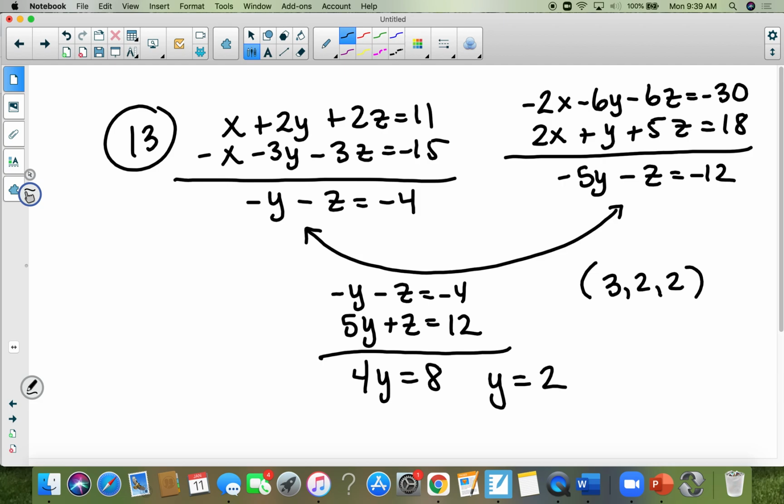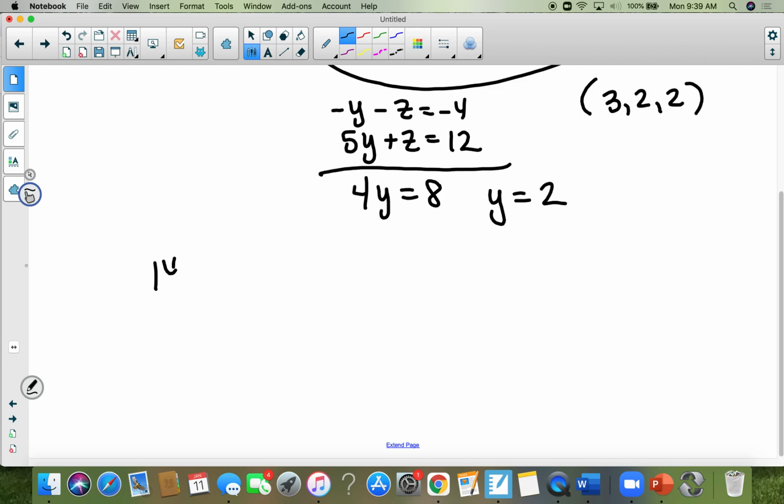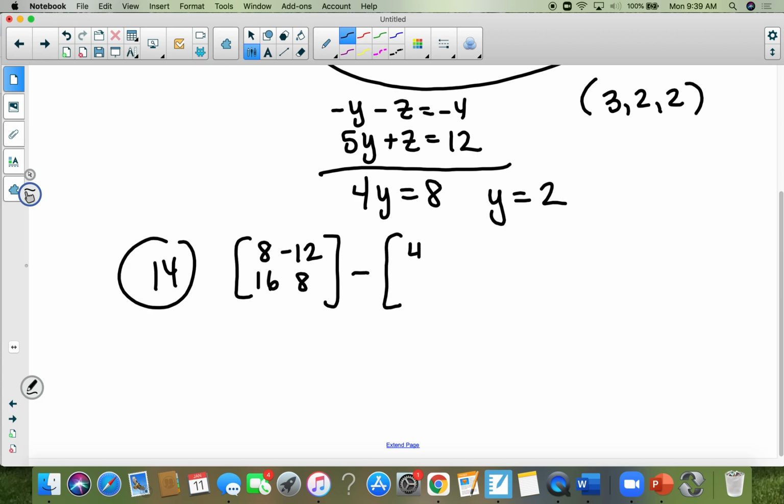Number 14, that should go pretty quick. Take everything in A and multiply it by 4. So 8, negative 12, 16, and 8. And you are going to subtract from it everything in B times 2. So 4, negative 4, negative 2, and 6. Final answer: 8 take away 4 is 4, negative 8, 18, and 2.